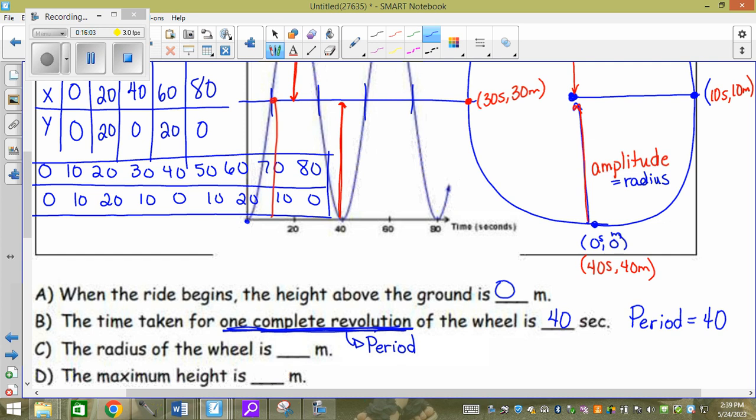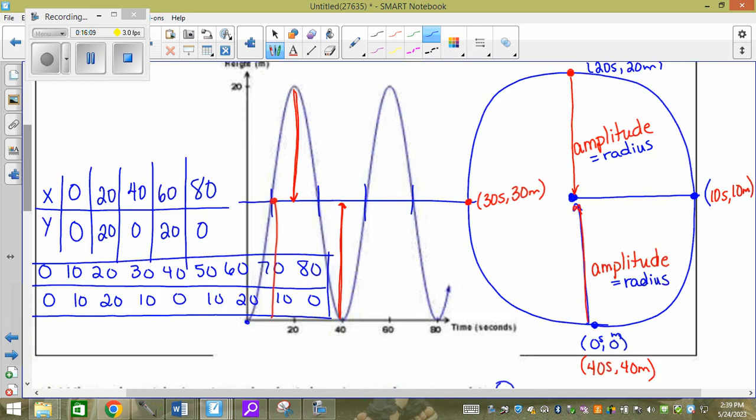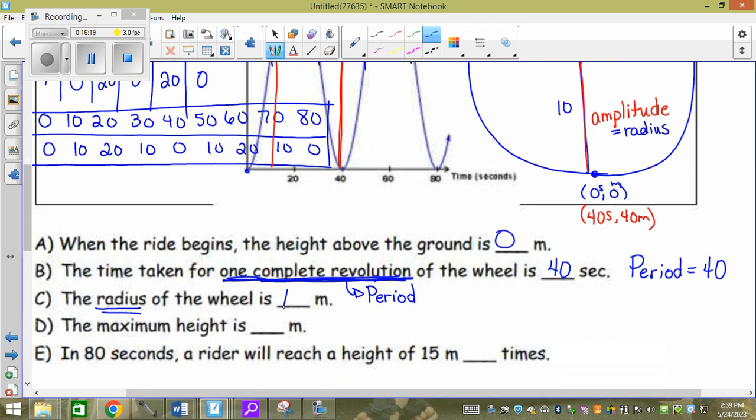Now it wants the radius. What is the radius of this one? It was 10, right? Because it was just half of the diameter. The diameter is 20. So this is 10 and this is 10. So my radius is 10. So then this is 10. What's the max height? 20.